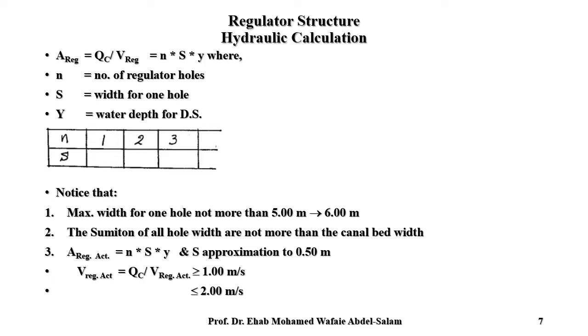That's clear. Area regulator actual, the number and the width, and we know why in this case. Approximate S is approximation for 0.5 meter, half meter. So V regulator actual is Q canal over A regulator actual. This is between 1 and 2 meter per second.